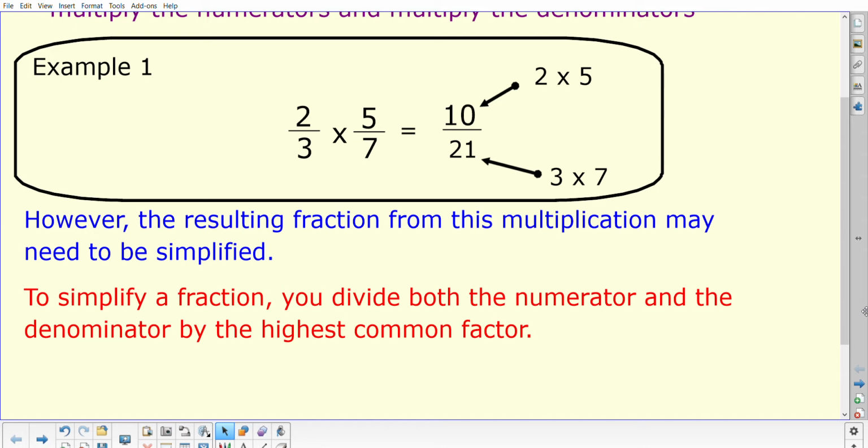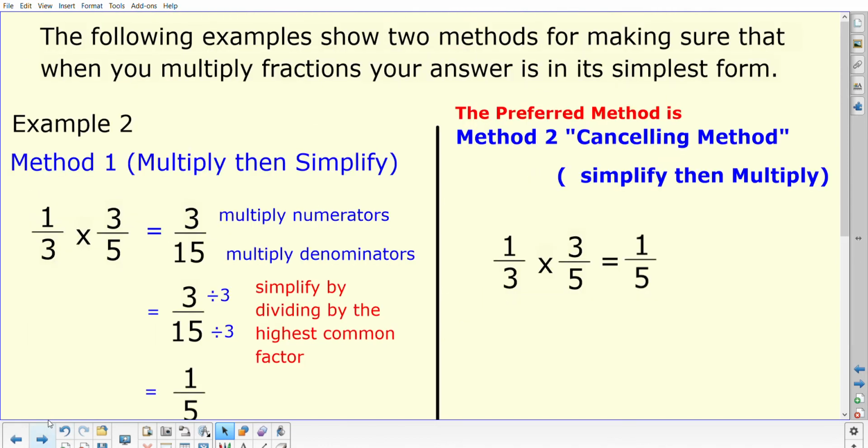However, sometimes when you do a multiplication like that, you might need to simplify your answer. Just a little reminder that to simplify your fraction, you're going to be dividing both the numerator and the denominator by the highest common factor. So if we look at this next example here, we're doing 1/3 times 3/5. If we did the first method that we just saw a minute ago, we're doing 1 times 3 to get 3 on the top, 3 times 5 to get 15 on the bottom, but your answer of 3/15 can be simplified.